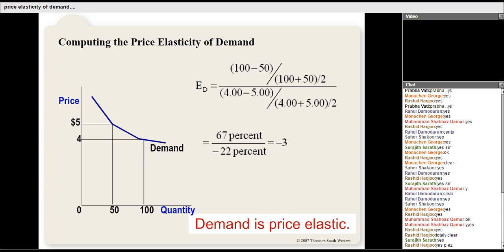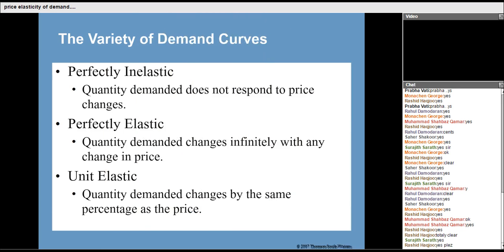See, I told you the demand is price elastic. That's called price elastic because the value is less than 1. Now the next question is the variety of the demand curves: perfectly elastic, perfectly inelastic, and unit elastic. The one we studied was perfectly elastic. And if the price changes don't make a difference, the value will be more than 1, then it will be perfectly inelastic. And if the value is coming around 1, or almost 1, you can say that is unit elastic.